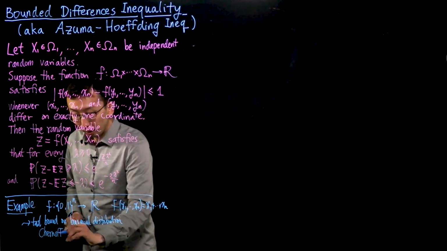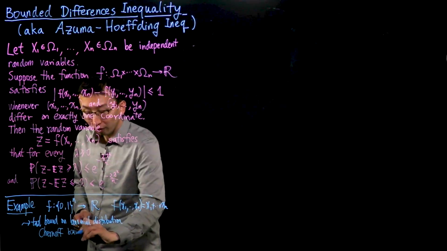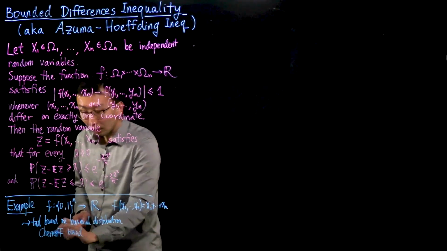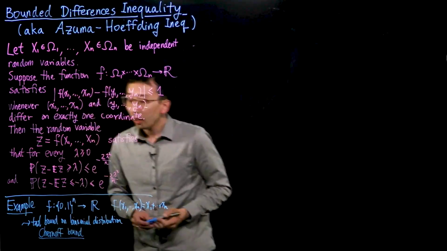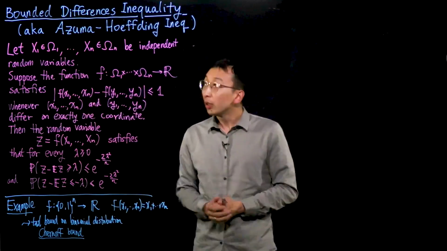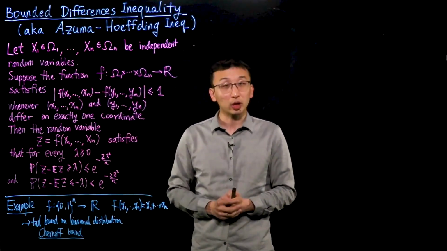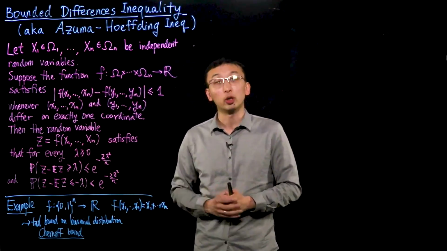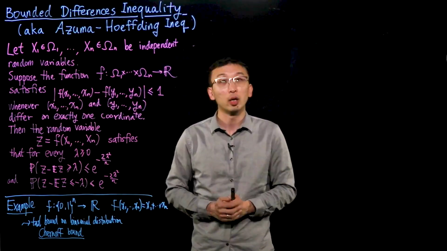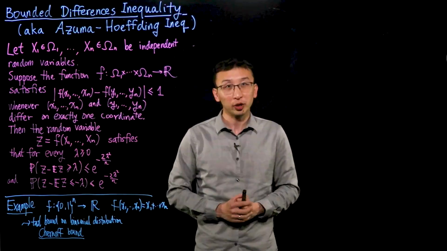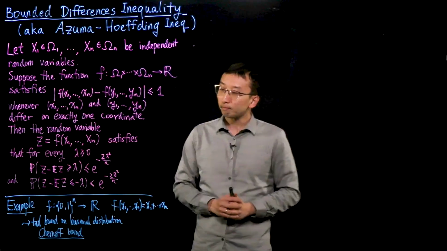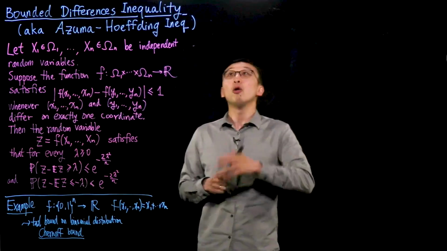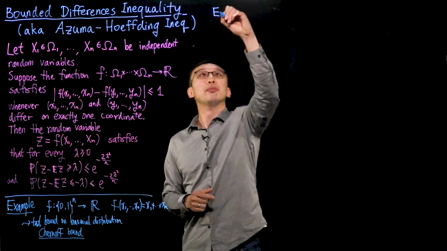This bound is also known as the Chernoff bound. And in fact, the proof of the bounded differences inequality is very similar to the proof of the Chernoff bound, which you can view in a different video. Let me now go on to the next example.